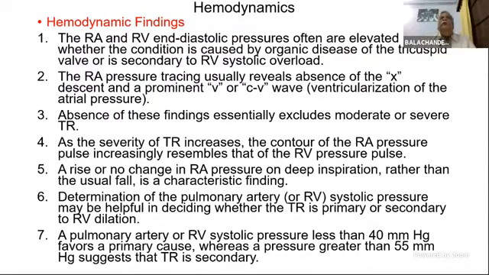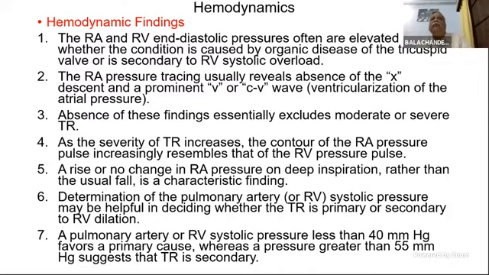Okay. Now coming to the hemodynamics, a little bit of hemodynamics when you do cardiac catheterization, although nowadays it's not asked because of echo, you will find that the RA and RV end diastolic pressures are often elevated in TR, whether the condition is caused by organic disease of the tricuspid valve or it is caused by a right ventricular systolic overload. The RA pressure tracing will reveal, as I told you, an X descent or a prominent absence of the X descent and a prominent V or CV wave. An absence of these findings usually excludes moderate to severe tricuspid regurgitation.